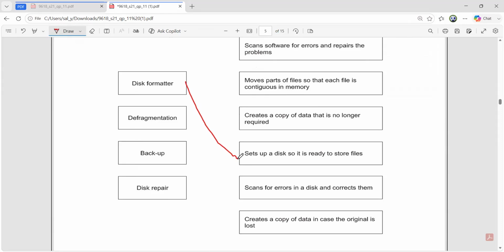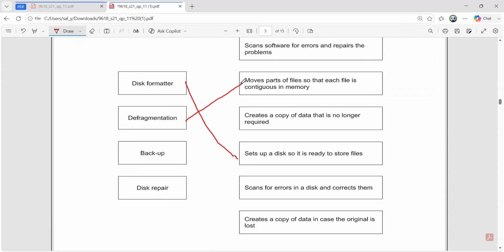Now second one is defragmentation. So what is defragmentation? You know that defragmentation means removing the non-contiguous locations and bringing the file into contiguous locations. So it means moves parts of files so that each file is contiguous in memory. It is consecutively present together in all the memory locations. So in this manner, this is the right answer for this part.